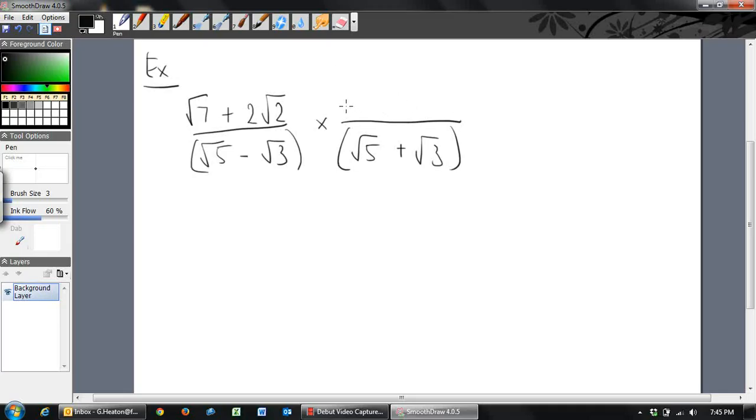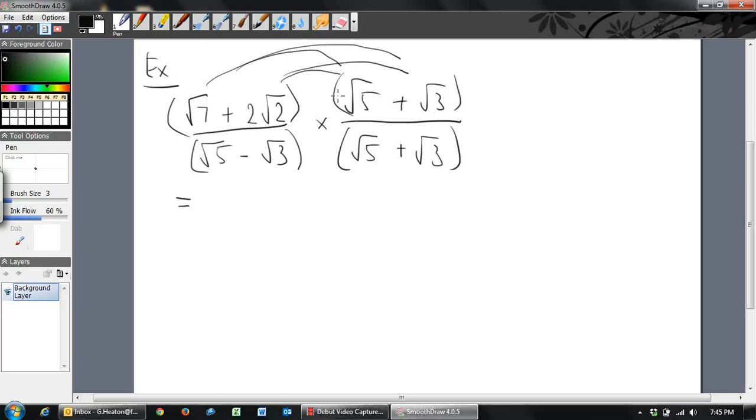Awesome. And on the top line we want to do the same because we don't want to change the value of this fraction. I find putting brackets around just helps my brain work a bit better. You might not need to. Let's have a look at this. Top line. Remember, we're multiplying brackets, so it's just like algebra, and we use FOIL. So we multiply those together. What's root 7 times root 5? It's root 35. What's root 7 times root 3? That's root 21. What's 2 root 2 times root 5?